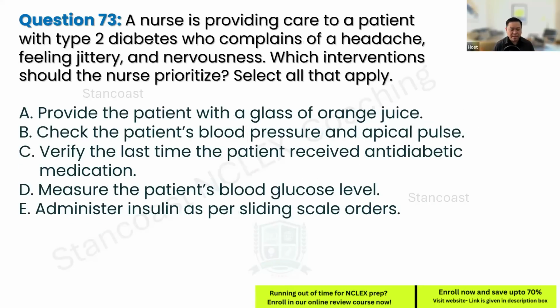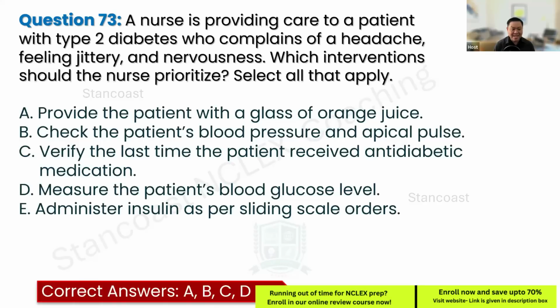Let's have number 73. A nurse is providing care to a patient with type 2 diabetes who complains of a headache, feeling jittery, and nervousness. Which intervention should the nurse prioritize? Select all that apply. A. Provide the patient with a glass of orange juice. B. Provide or check the patient's blood pressure and apical pulse. C. Verify the last time the patient received anti-diabetic medication. And D. Measure the patient's blood glucose level. E. Administer insulin as per sliding scale orders. The answer should be letters A, B, C, and D.